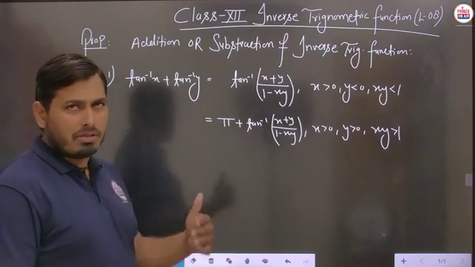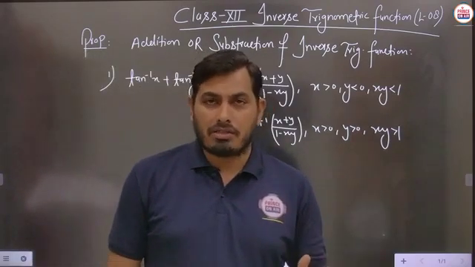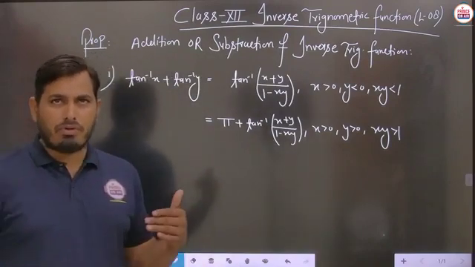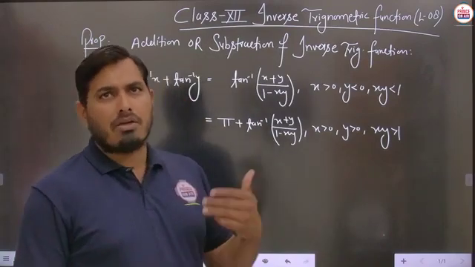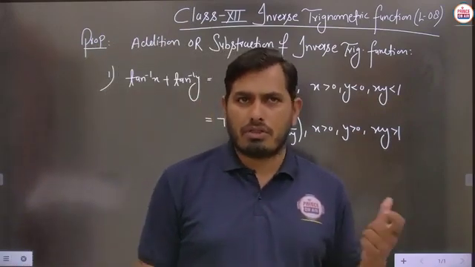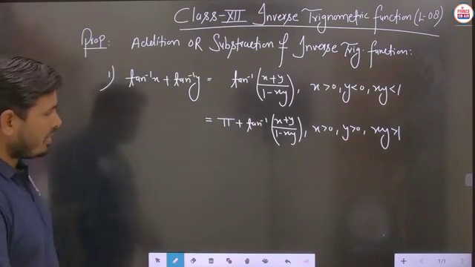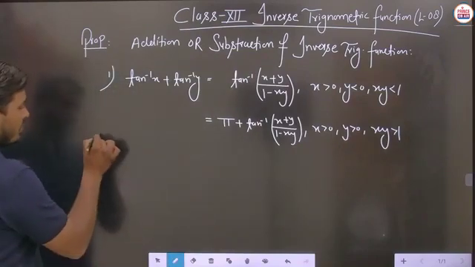After that we will take the next part, that is tan inverse x minus tan inverse y, and similarly we will do the same procedure for sin inverse x plus sin inverse y, sin inverse x minus sin inverse y, cos inverse x plus cos inverse y, and cos inverse x minus cos inverse y. Is it clear? So we are doing the proof of this part first of all.